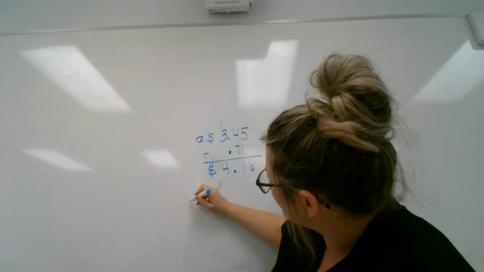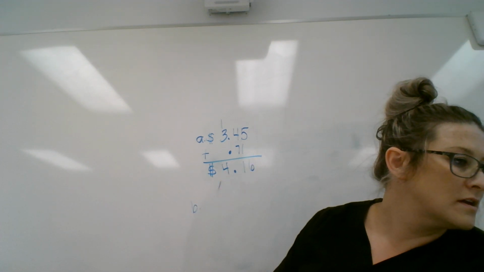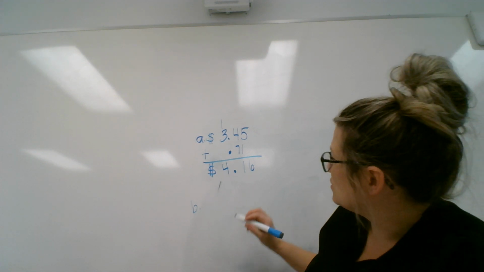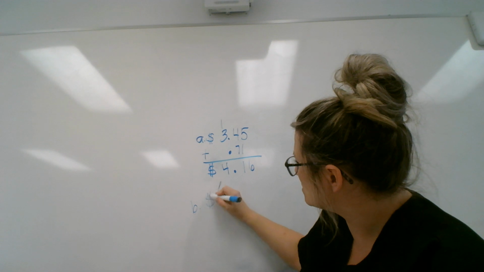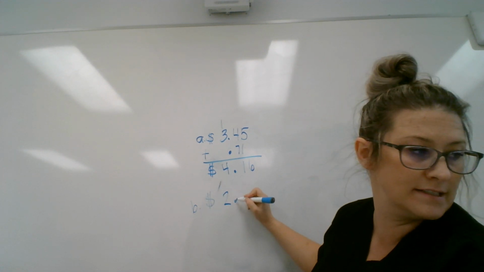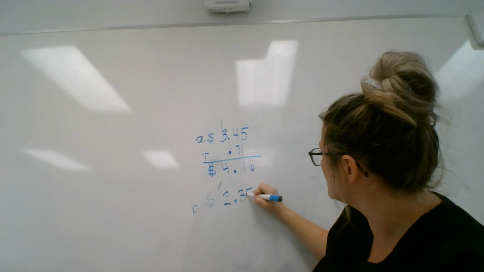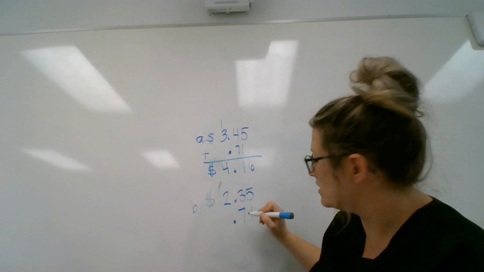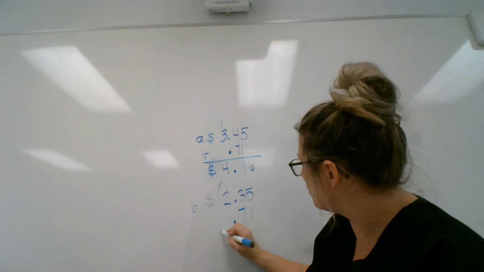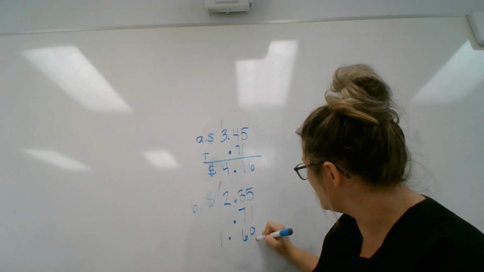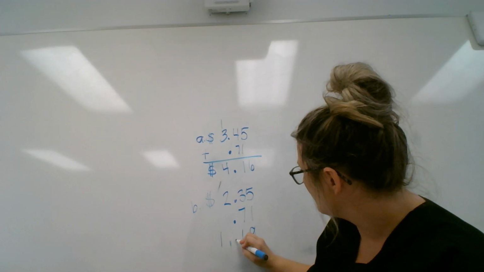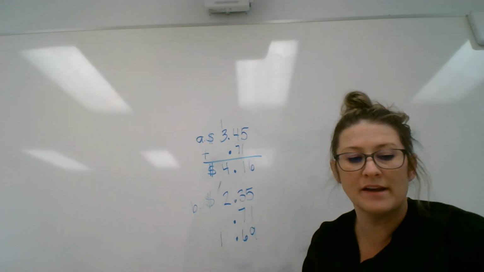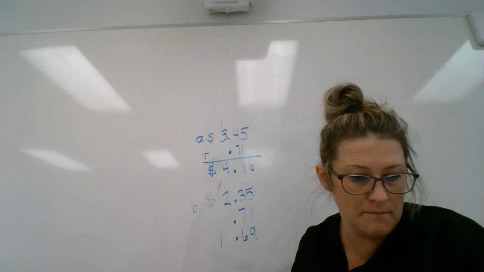Person B. A person buys 2, 3, and 4. So they bought 2. For number 2, it's $2.35. 3 is 71 cents, and 4 is $1.69. All right, so see that little mistake I just made? Make sure that all of your decimals are lined up so that you are all in the correct column.